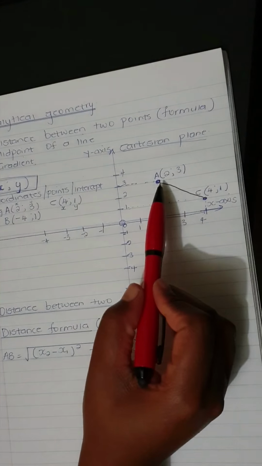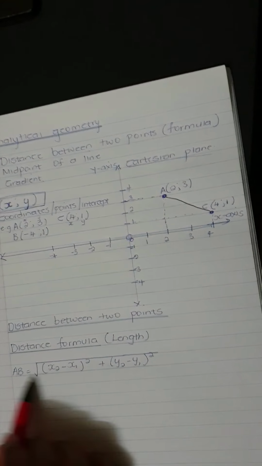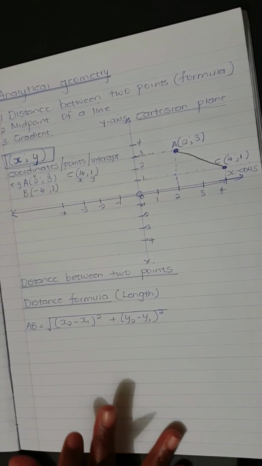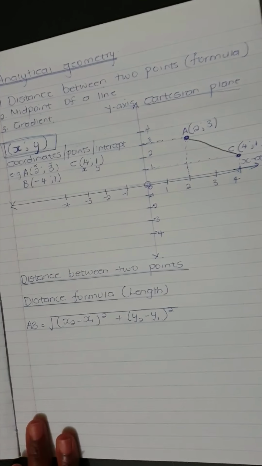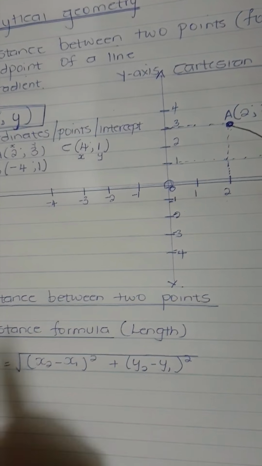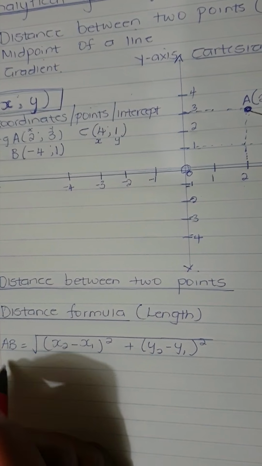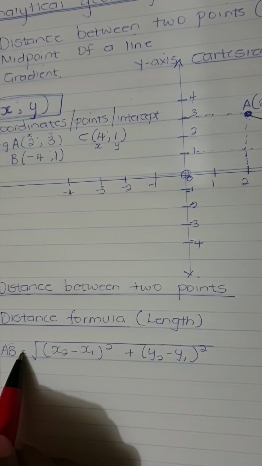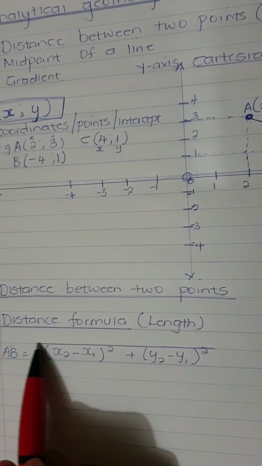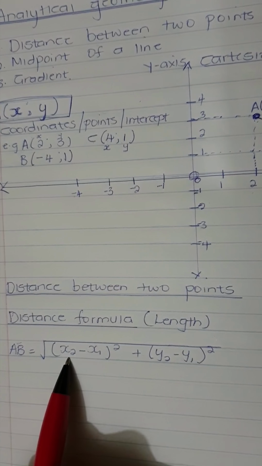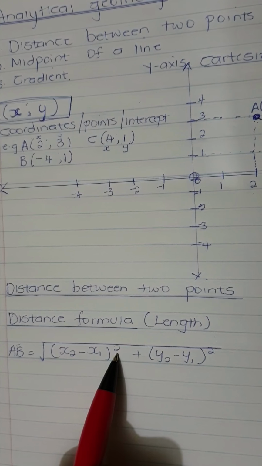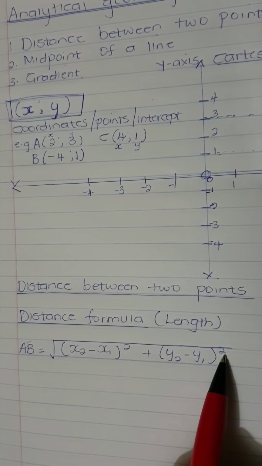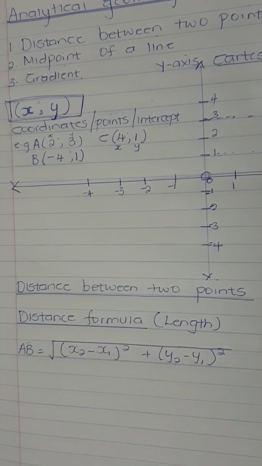When we want to calculate the distance between the 2 points, we use the distance formula. Here is the distance formula. So if you have 2 points, which is AB, in our case it's AC, meaning you can write C here instead of B. To calculate the distance, you say the square root of x2 minus x1 all squared plus y2 minus y1 all squared. We call this the distance formula.